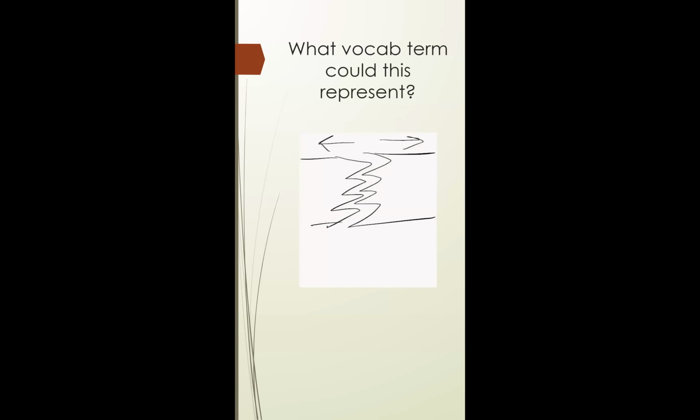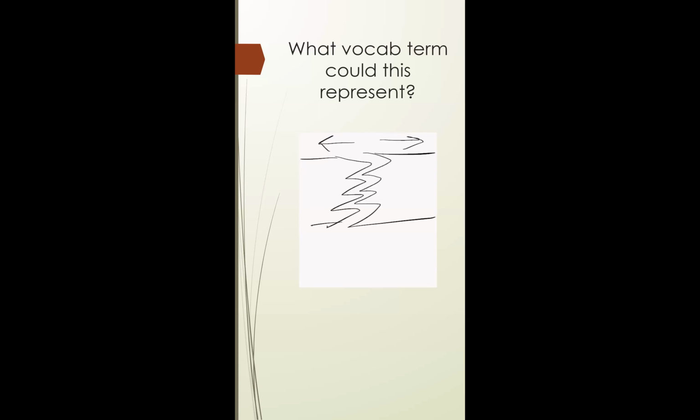Here's one example. So pause this if you want to and just try and guess what vocab term this could represent. And you may have quite a few examples. But once again, if you have students, even if it's wrong, you can kind of get an idea of what they're thinking. And if they're explaining their rationale, that could be kind of cool to see that it could be more than one right answer.